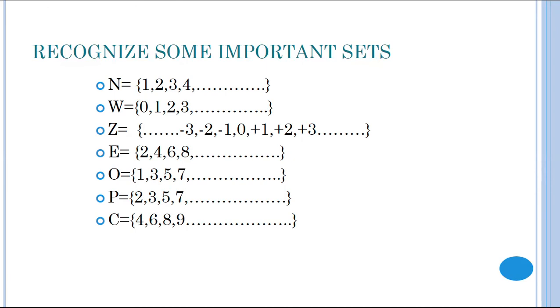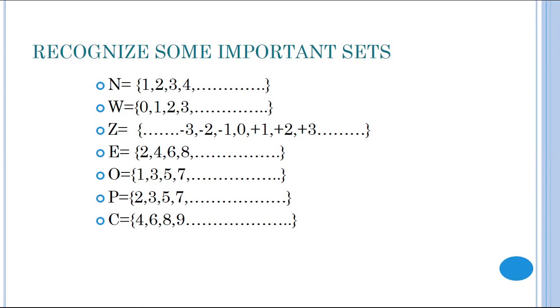Now students, we will recognize some important sets. These sets you have already done in previous classes. First of all, natural numbers. Natural numbers, students, are numbers which start from 1, 2, 3, 4, and so on. This is counting started from 1. So this is natural numbers.